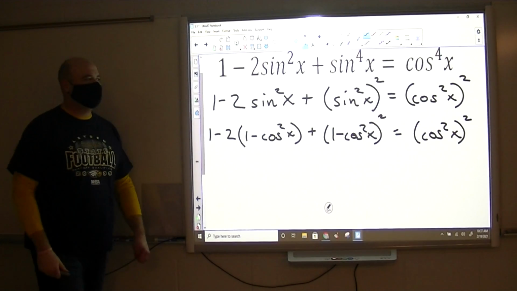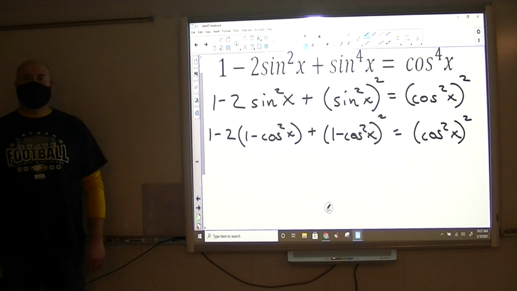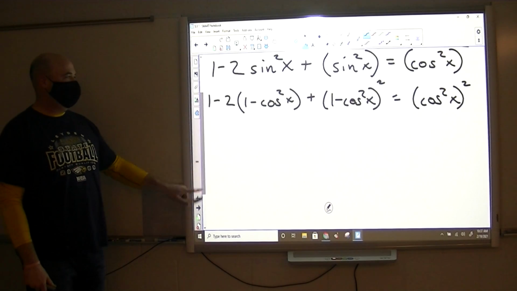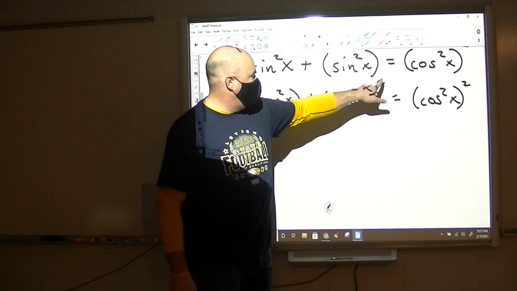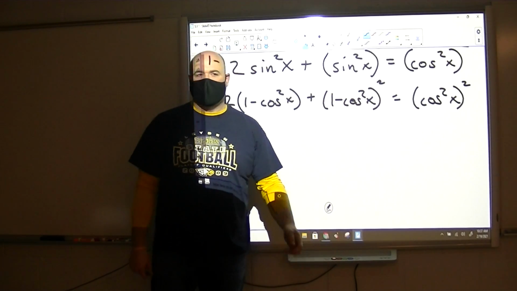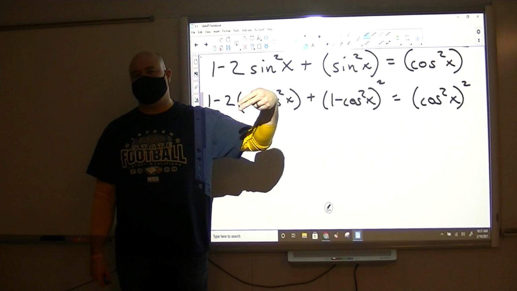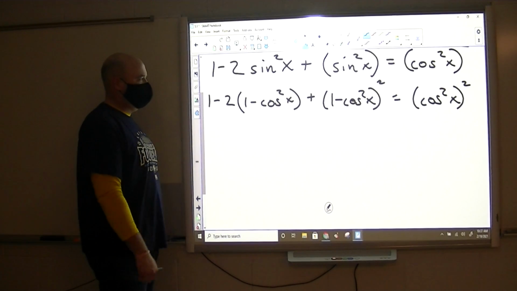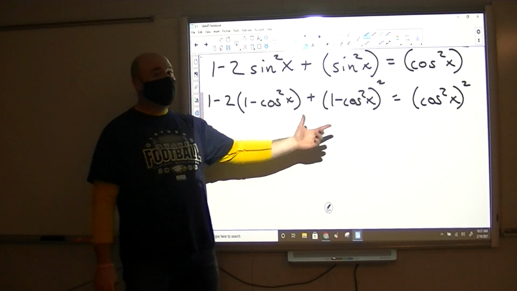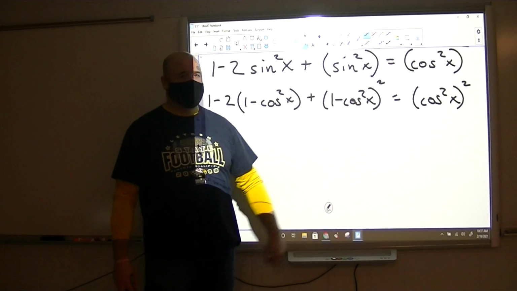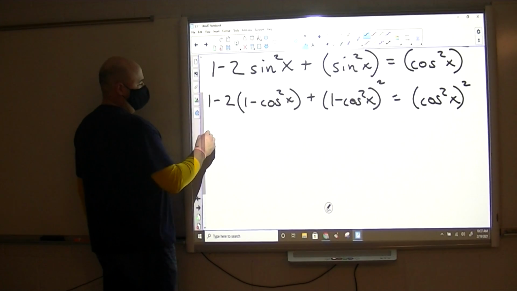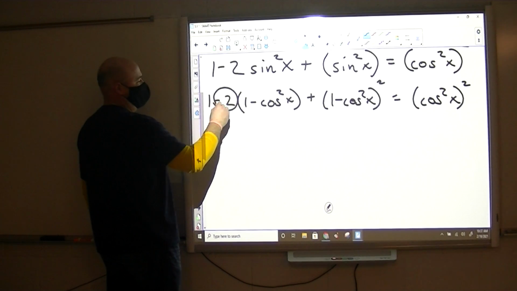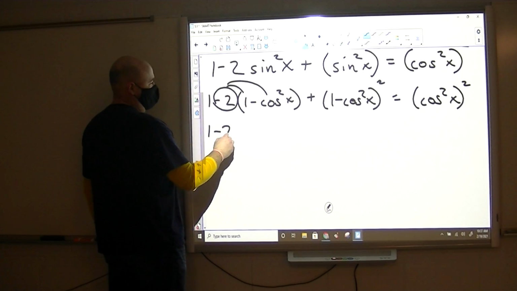Would look like that. And don't take any shortcuts that aren't there. Okay? Don't tell me that this is 1 squared minus cosine to the fourth squared. We don't get to distribute exponents into binomials. Okay? We do have to FOIL this monstrosity out. Now we can also distribute the 2 here, so we can distribute this negative 2 into this quantity.